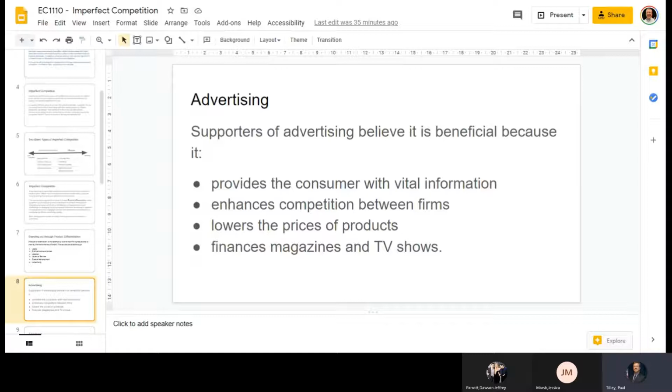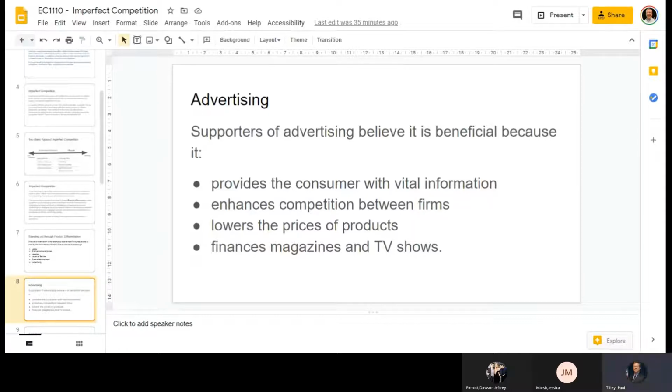A lot of people counter to say that's not true, but the fact of the matter is that there is an argument out there that advertising allows companies to get economies of scale by selling huge volumes of product, and that means that they can afford to lower their prices. And finally, it finances magazines and newspapers.